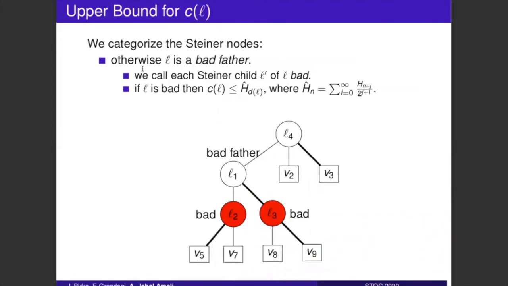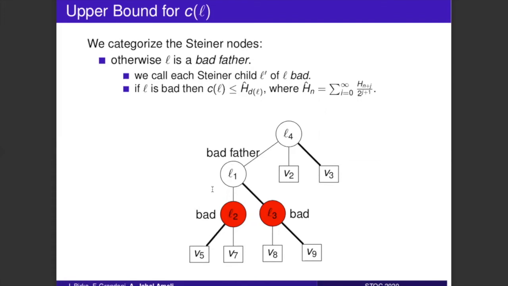The other category of nodes are the bad father nodes. For example, here L1 is a bad father since it has no terminal child. For a bad father L, we call each Steiner child L prime of L bad. So here L1 is a bad father. So now L2 and L3 become bad nodes.